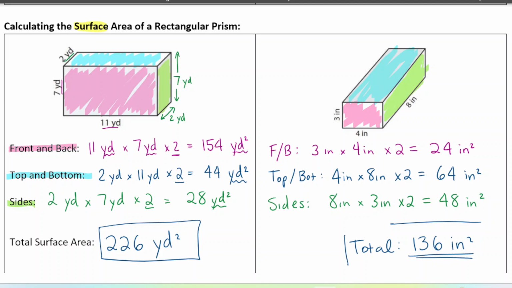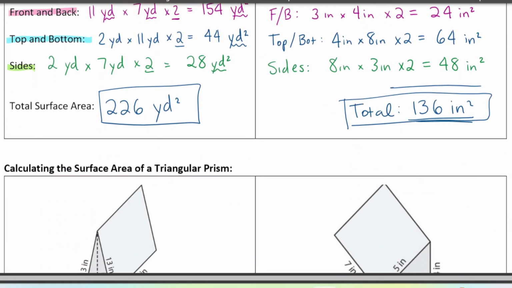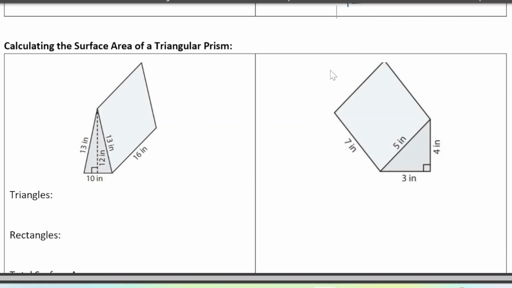Okay, actually I'll box it in so I'm consistent with the other one. So that's a rectangular prism. Next we're going to look at triangular prisms. So they look a little bit different. This time, instead of only dealing with rectangles, I'm going to have triangles as well.